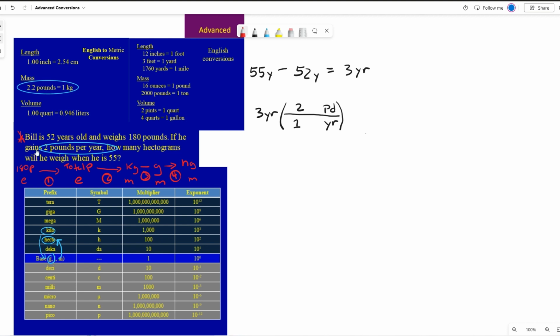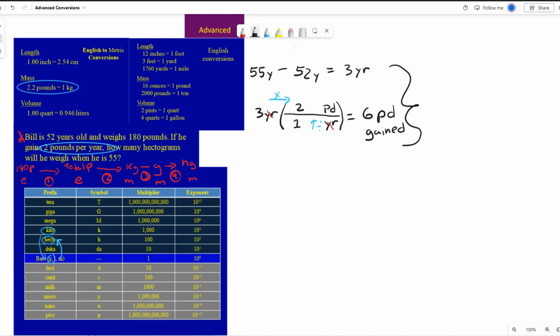All right, so now this little miniature problem is set up so that years and years cancel out. And it's just like a regular factor label problem. Multiply across and divide up. And what we'll find is that in 3 years, he's going to gain 3 times 2 divided by 1. He's going to gain 6 pounds. So this is gained. So he gained 6 pounds.